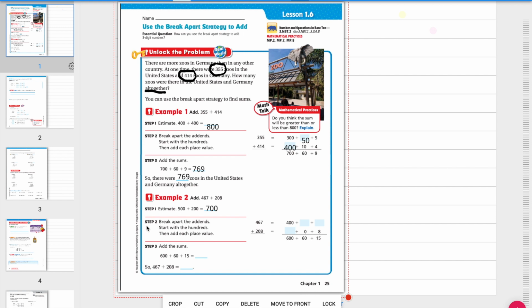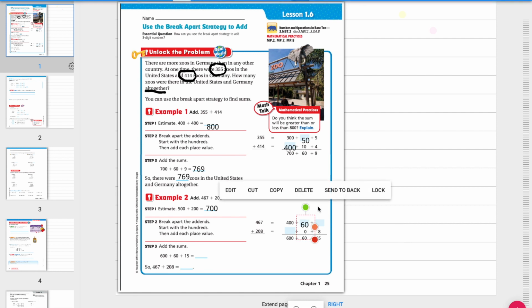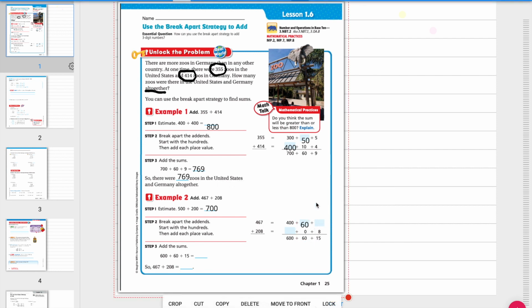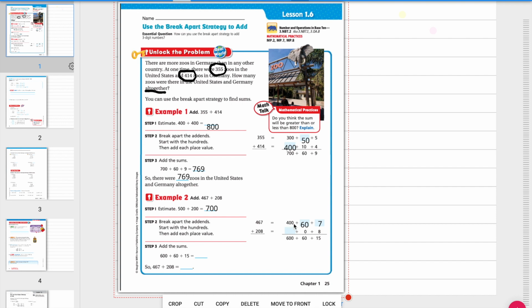Now in step 2, we will break apart the addends. So we'll start with the hundreds, and then we'll add each place value. So we'll take 467, and we'll break it apart. It is the same as 400 plus 60 plus whatever's in the ones place, right? 7. So 467 is the same as 400 plus 60 plus 7.